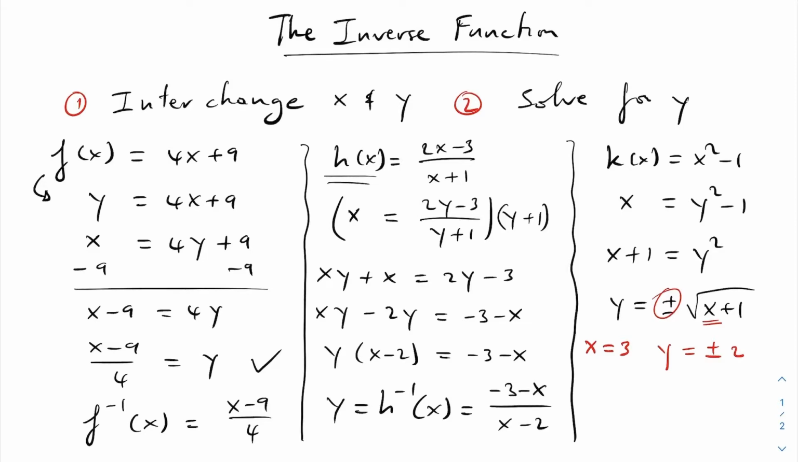And so this will be too many outputs because we know that to be a function, you have to have at most one output, or pass the vertical line test. Therefore, this particular y here is not a function. Therefore, k of x does not have an inverse.